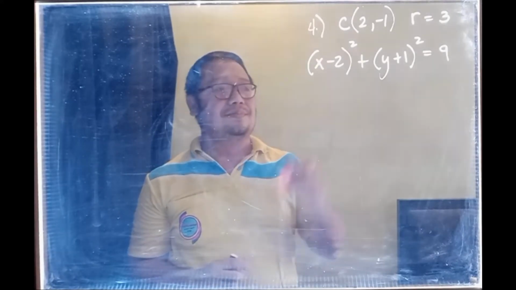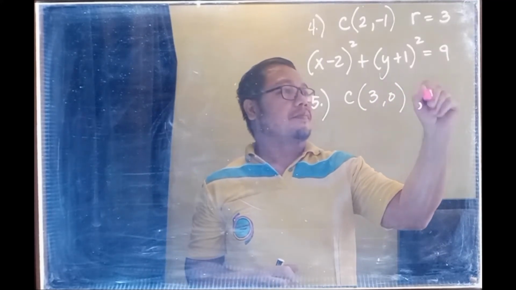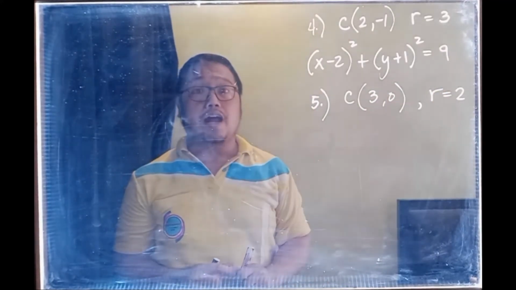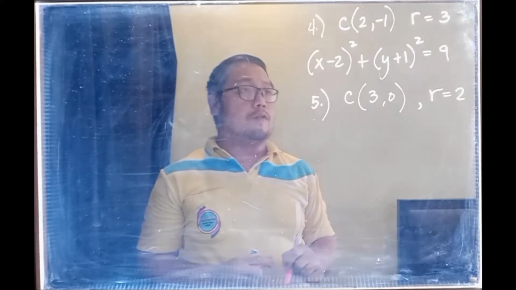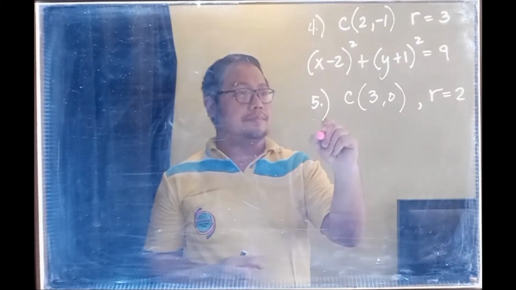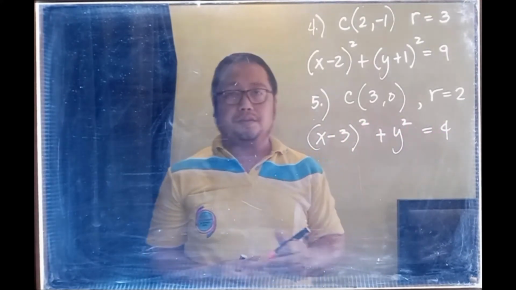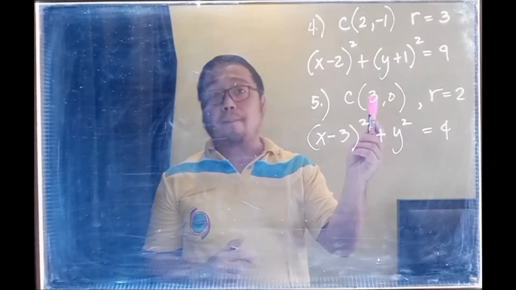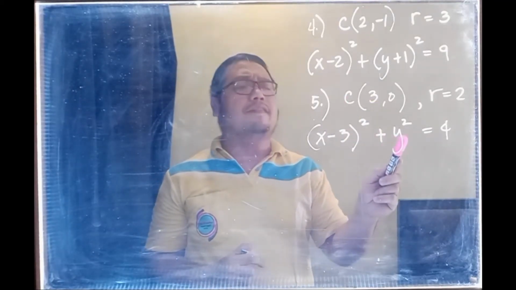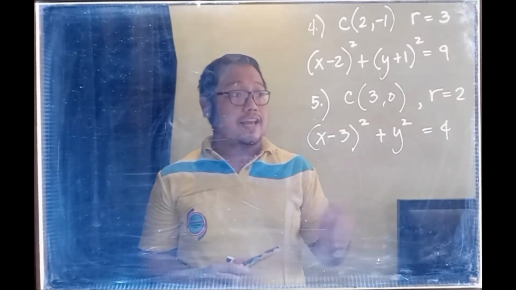Another example. So we have the center (h, k) at (3, 0), and r is equal to 2. Therefore, our equation will be: we have x minus 3, where minus 3 is coming from the opposite of 3. And then we don't have a value here, that's why it's y squared equals 4. And that is the answer.